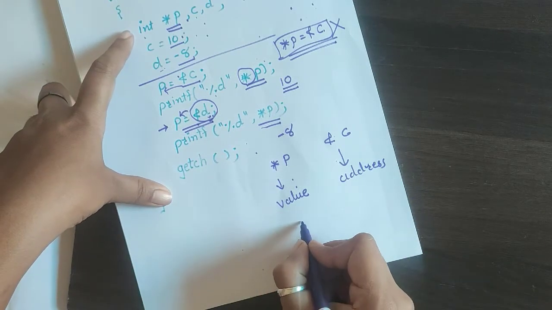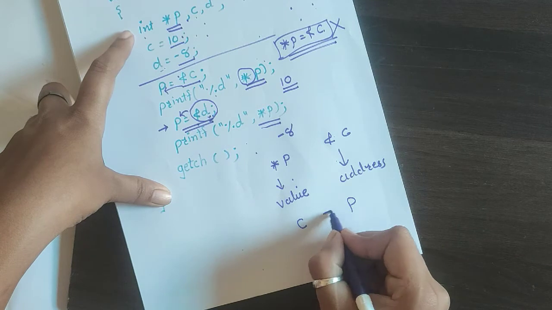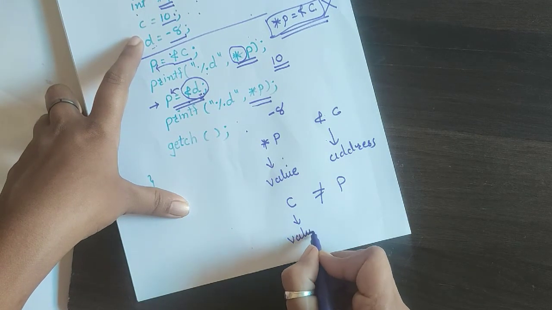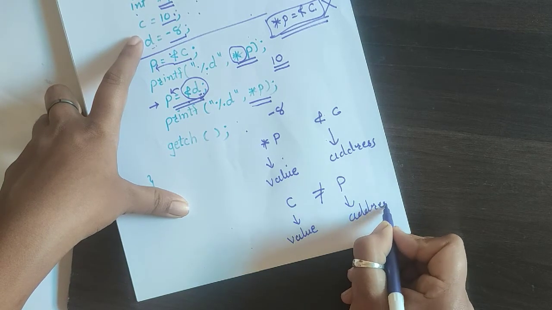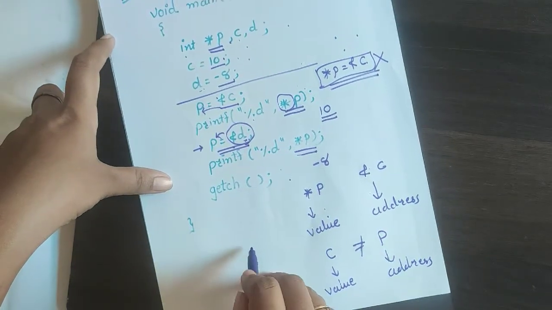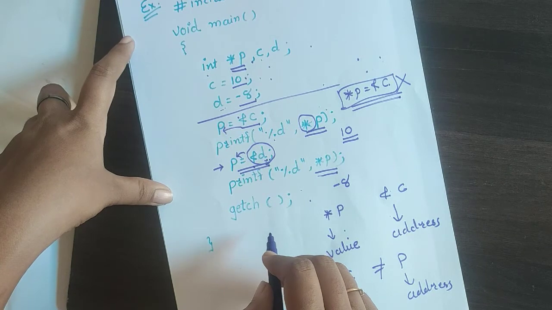Similarly, you cannot write c = p. This you also cannot write. Why? Because c again is a value and p again is an address. Getting this, right? So these are the basic concepts of pointers. I hope you understand the basic concept of pointers.